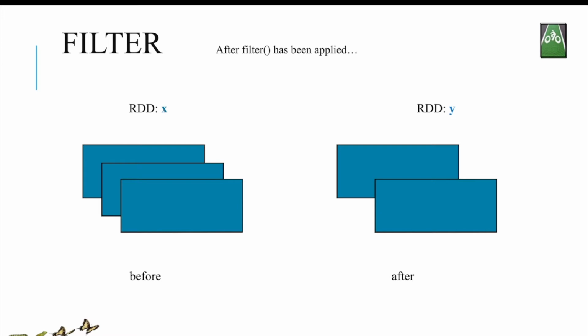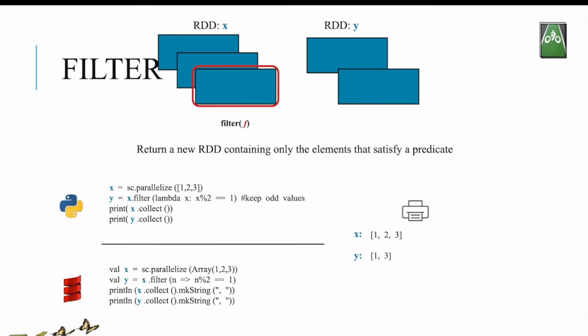Now let's look at the before and after RDD. The first RDD X has three elements, but the new RDD, which is RDD Y, has only two elements, as the middle element did not return true and did not satisfy the logic which we implemented. If we look at the code, let's keep it simple and try to understand that.